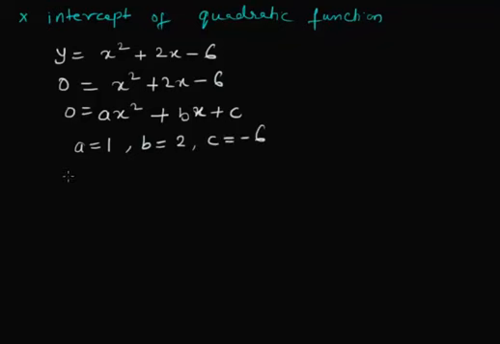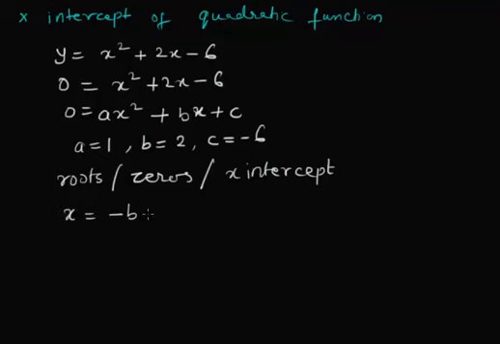The formula for finding the roots, which are also called the zeros, which are also called the x-intercept. These three words signify the same thing. The formula for finding x is minus b plus minus under the root of b squared minus 4ac over 2a.